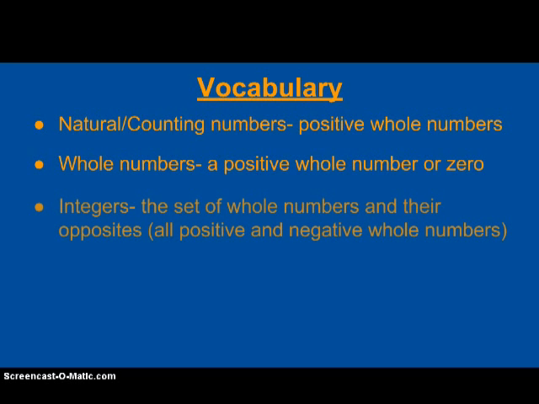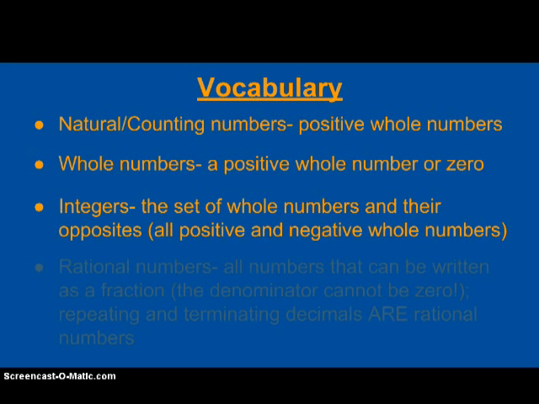Our next word is integers. Integers are the set of whole numbers and their opposites. Last year in 6th grade we talked about the whole number 4; its opposite would be negative 4. So integers are going to include positive whole numbers and negative whole numbers. You see in parentheses I have a shorter definition for you there, which is all positive and negative whole numbers. Those are called integers.